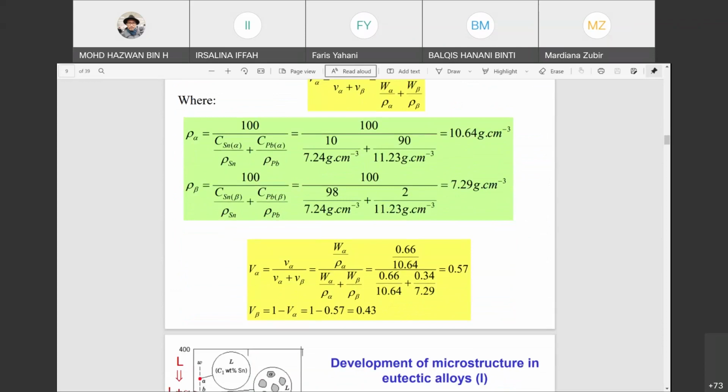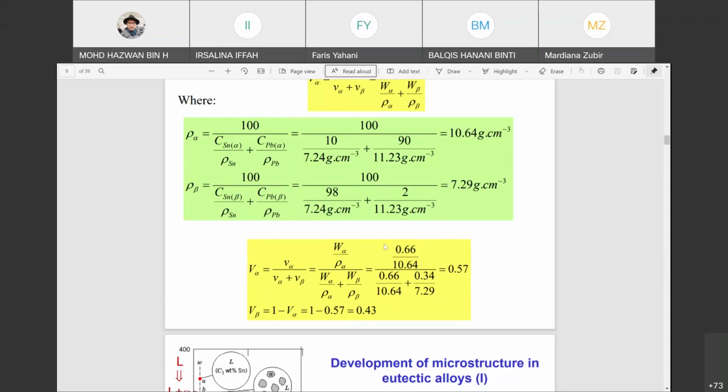As I told you, in order to calculate the volume fraction, okay, because we know density is equal to mass over volume, in order to calculate volume you have to find the values of weight over density. So from this formula, W alpha divided by rho alpha, over W alpha over rho alpha plus W beta over rho beta.